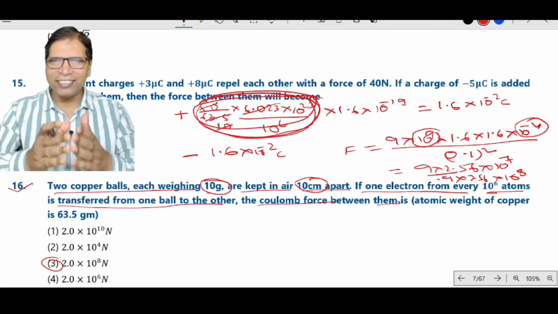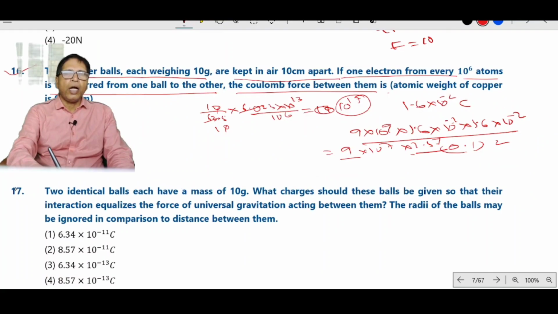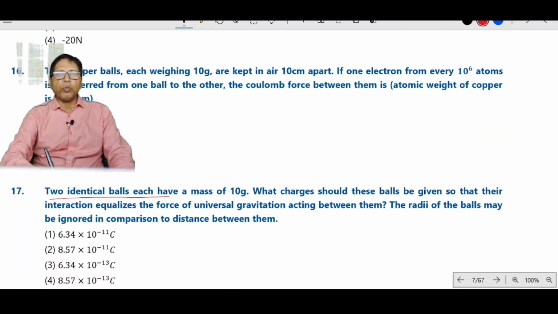Okay, understood. Next, look at question number 70. Two identical balls each have mass 10 gram. What charge should be given to the balls so that their electrostatic interaction equals the universal gravitation acting between them? Radii of each ball may be ignored in comparison to the distance of separation.